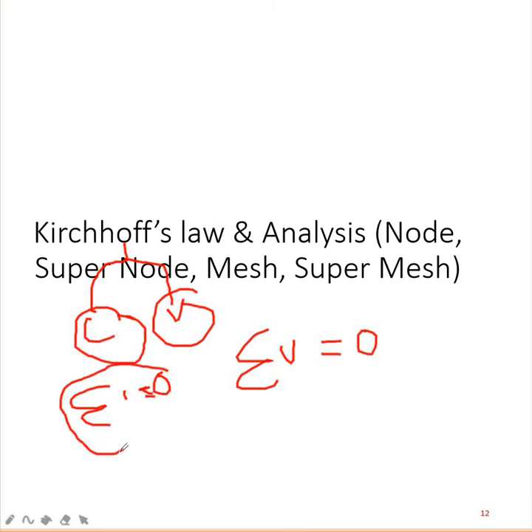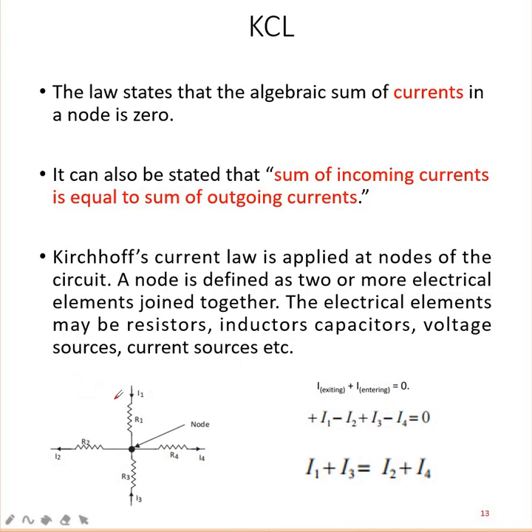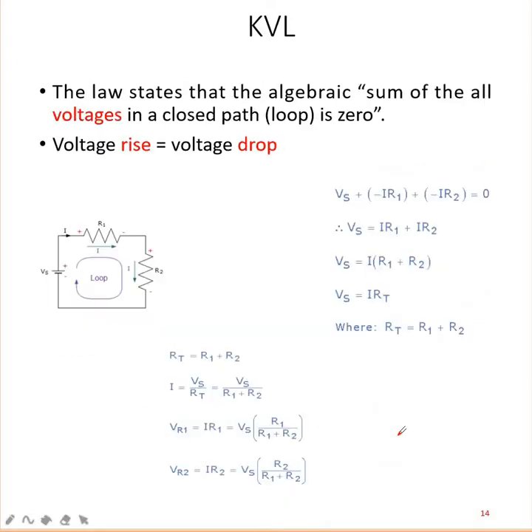Summation of the current is equal to 0, or in another way you can say incoming current is equal to outgoing current. In the circuit, the incoming currents are I1 and I3, so they get a plus sign, and these two are outgoing currents with a minus sign. See that it is written. Otherwise, you can write incoming current on one side and outgoing current on the other side. Then next one, Kirchhoff voltage law.